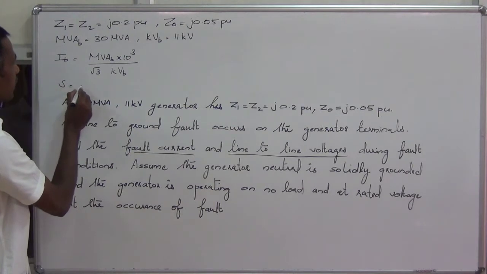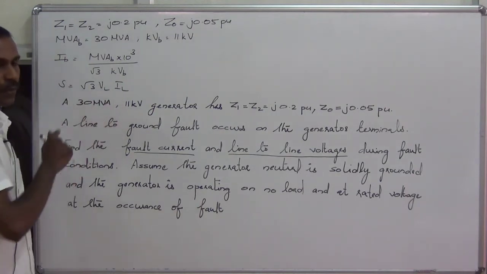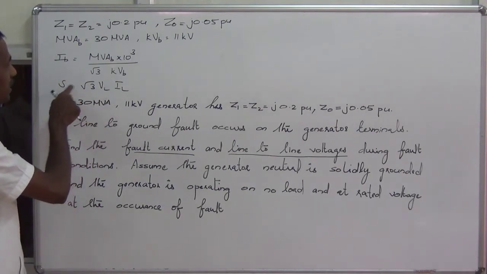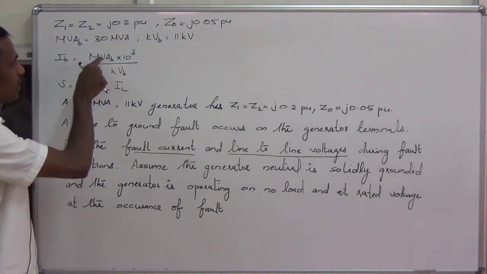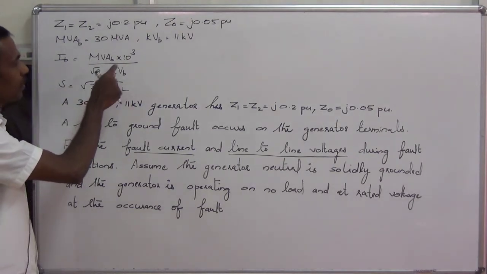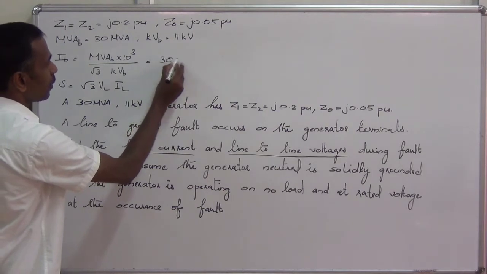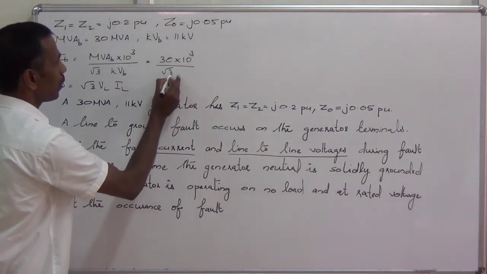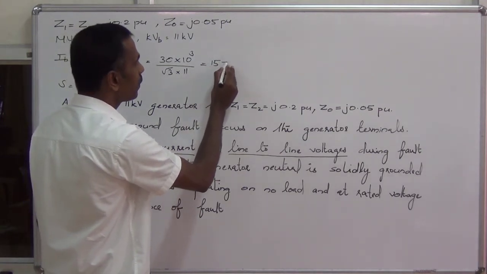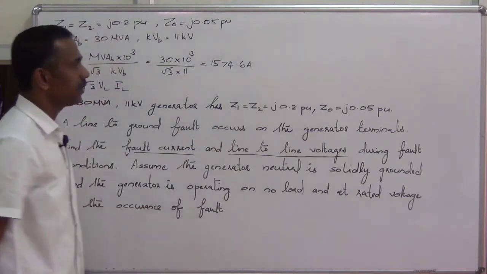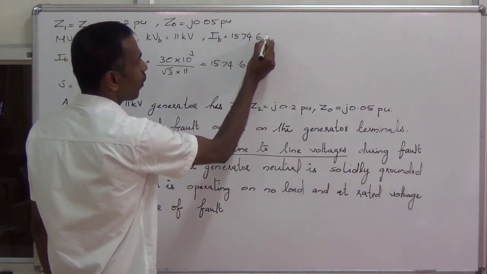So this is the formula we are using. S is equal to root 3 VL IL. This is the apparent power, root 3 into the line voltage into the line current. So this current equals apparent power divided by root 3 into the line voltage. The numerator is in mega and the denominator is in kilo, that's why this is multiplied by 10 raised to 3. So this is equal to 30 into 10 raised to 3 divided by root 3 into 11, which is equal to 1574.6 amperes. This is our base current. Let me write the current here. IB equals 1574.6 amperes.